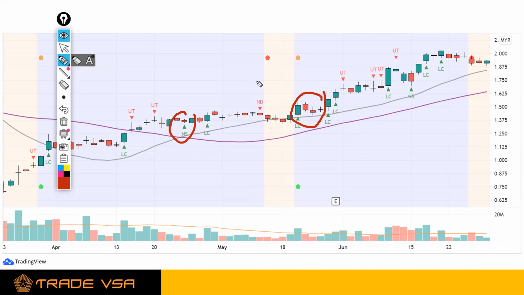Now, do you agree with this? This is a healthy pullback method. Sorry, pullback setups, healthy pullback setups. Type 1 agree, type 2 not agree.